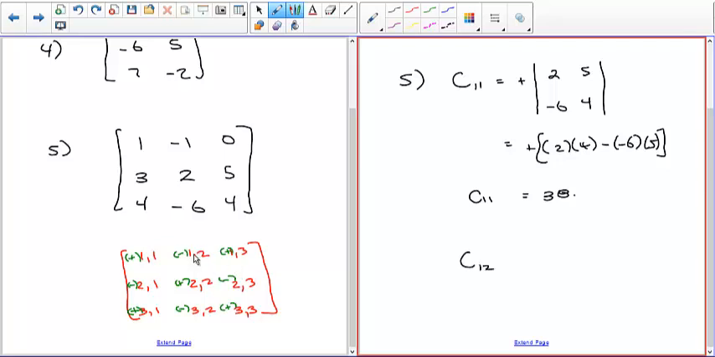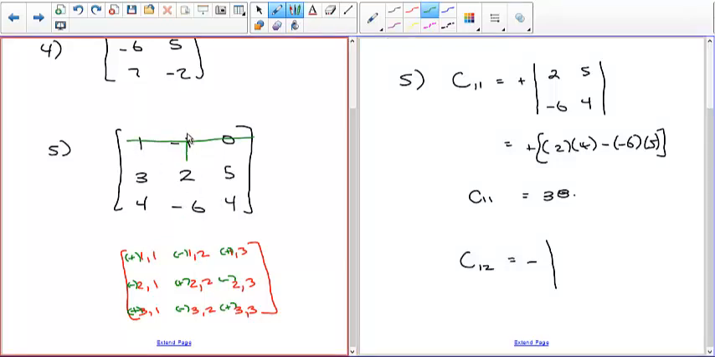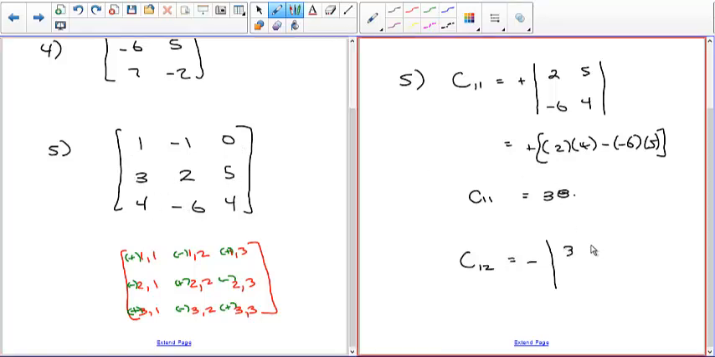Okay, so let's do C12. So that's this one right here. So it's minus. And what you do is you're going to cross out this row and this column. And what you've got left are these two things, 3, 5, 4, 4. Now the way I usually do it is I just imagine crossing this out and crossing that out. What have I got left? I've got 3, 5, 4, 4.